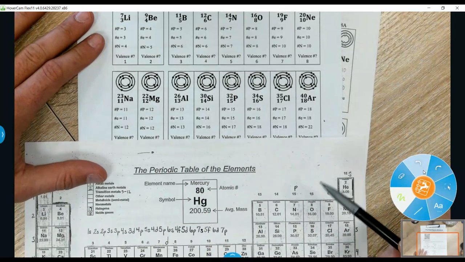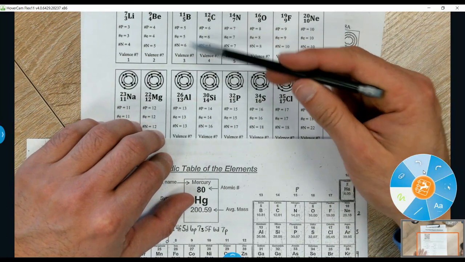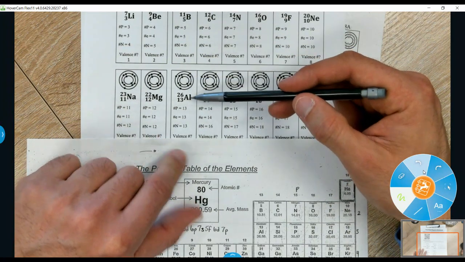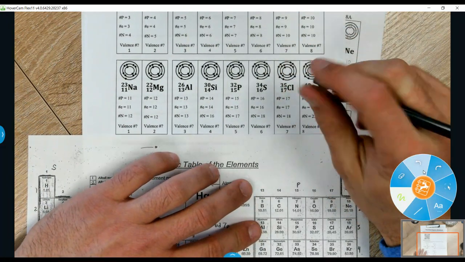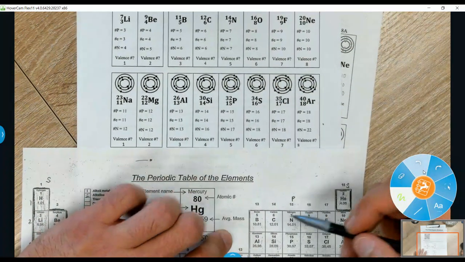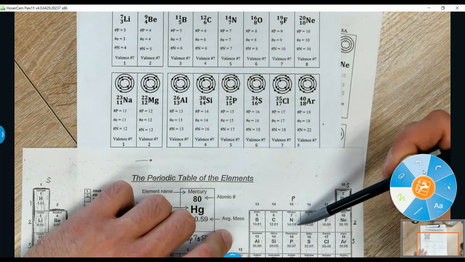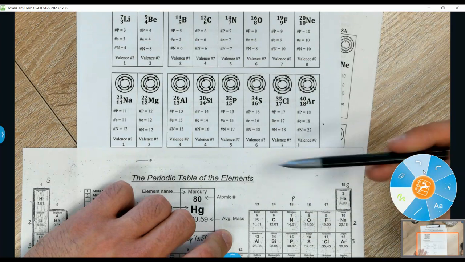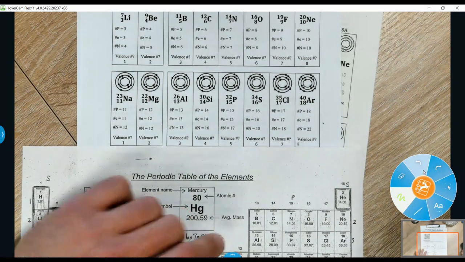Scoot across to group 13. Boron has 3 valence electrons. Aluminum has how many? 3 valence electrons. Carbon has 4. Silicon has 4. Nitrogen has 5. Phosphorus has 5. Oxygen is 6. Sulfur is 6. Fluorine has 7. Chlorine has 7. Neon has 8. And argon has 8.